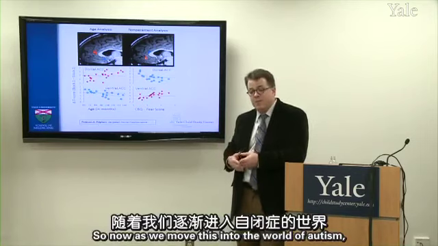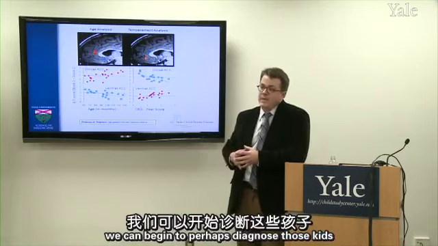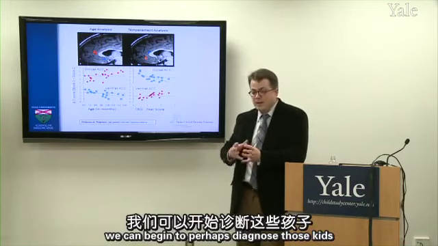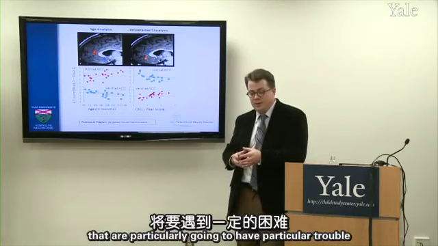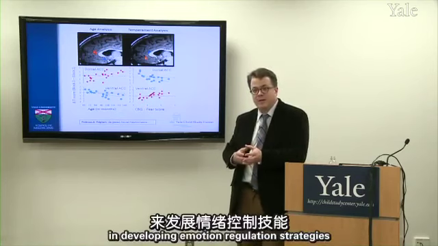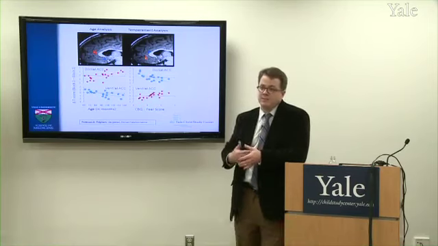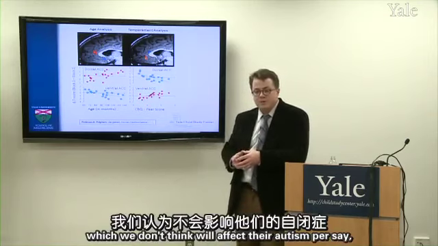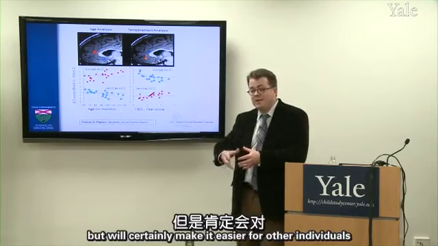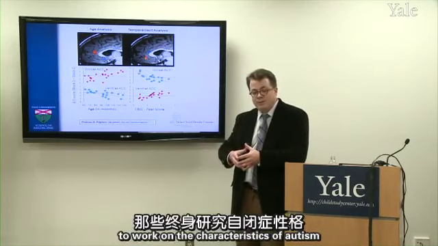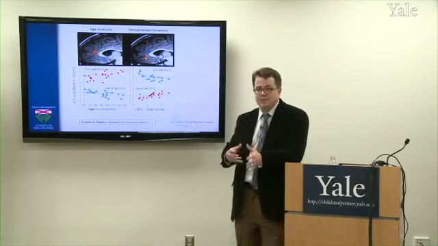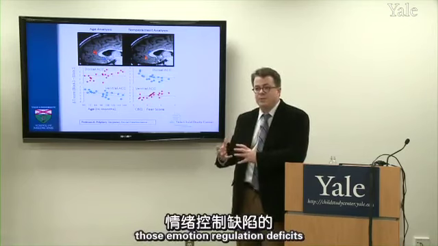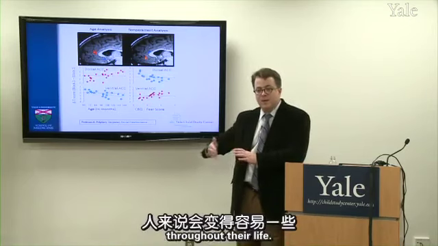So now as we move this into the world of autism, we could begin to perhaps diagnose those kids that are particularly going to have trouble in developing emotion regulation strategies. And those could become the kids that receive specific interventions aimed at increasing emotion regulation strategies, which we don't think will affect their autism per se, but will certainly make it easier for other individuals to work on the characteristics of autism versus having to deal with those emotion regulation deficits throughout their life.